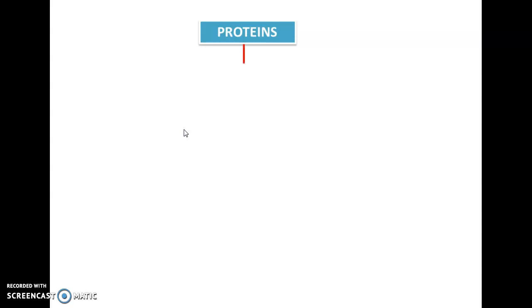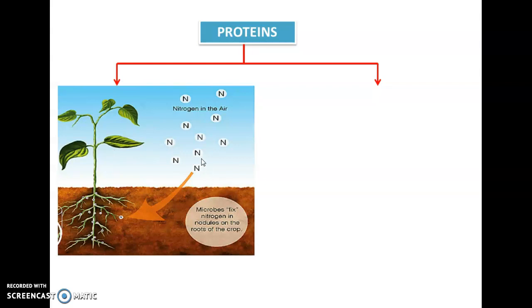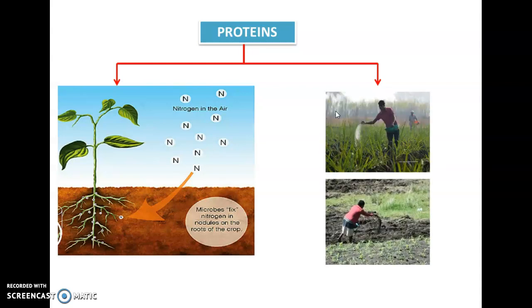So there are two ways in which plants get nitrogen. First, from the soil that contains bacteria like rhizobium, which converts atmospheric nitrogen into a water soluble compound. Plants absorb this compound along with water through roots. Another way to get nitrogen is that the farmer adds fertilizer and manure which is rich in nitrogen to the soil, which is then absorbed by the plants.